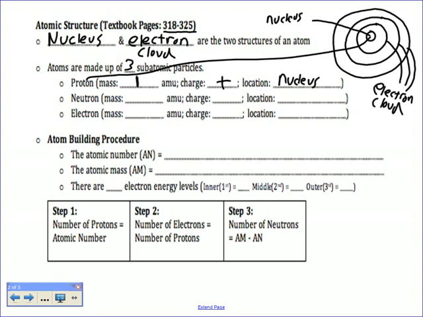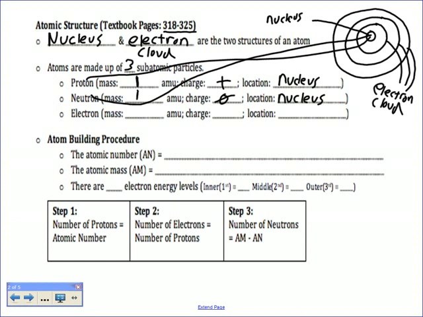And then neutrons are about the same as protons, 1 AMU, and they do not have a charge. They're neutral, kind of like the beginning of neutron, and positive for proton. That's a good way to remember it. And these are also found in the nucleus. So you could draw a line all the way to the nucleus.